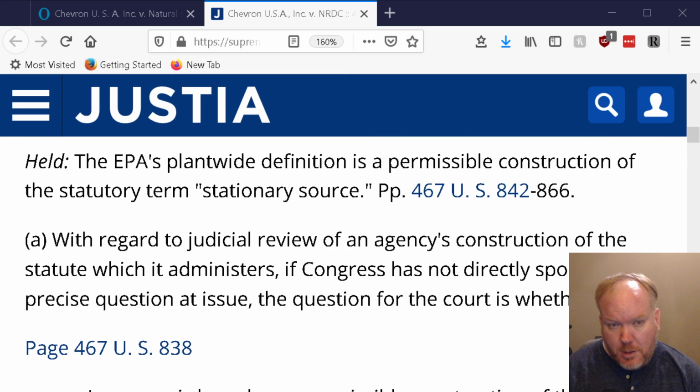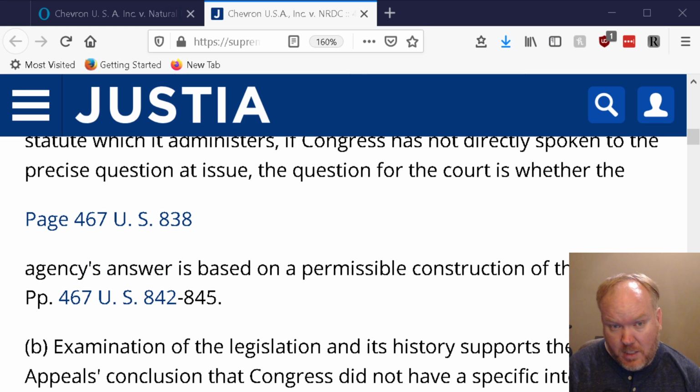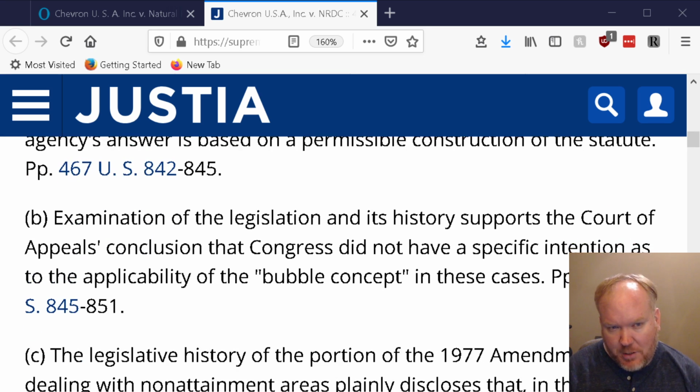With regards to judicial review of an agency's construction of the statute which it administers, if Congress has not directly spoken to the precise question at issue, the question for the court is whether the agency's answer is based on a permissible construction of the statute. That's where I get well off the train. It's like, nope, that's not what we're doing here.